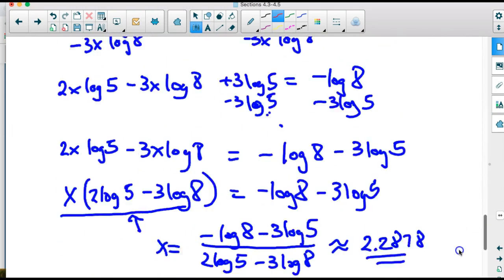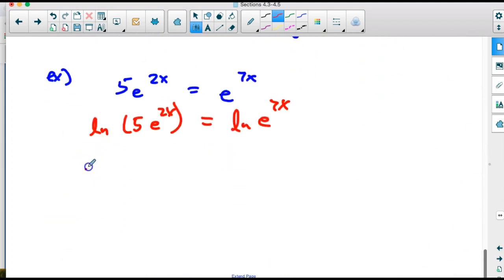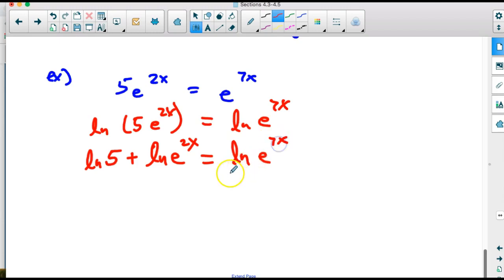We're going to change that to an addition problem. So this is ln 5 plus ln e to the 2x equals ln of e to the 7x. Now these are inverses. This is the inverse, so this is just 2x. This is the inverse, so this is just 7x. Okay, so we have ln of 5 plus 2x equals 7x.